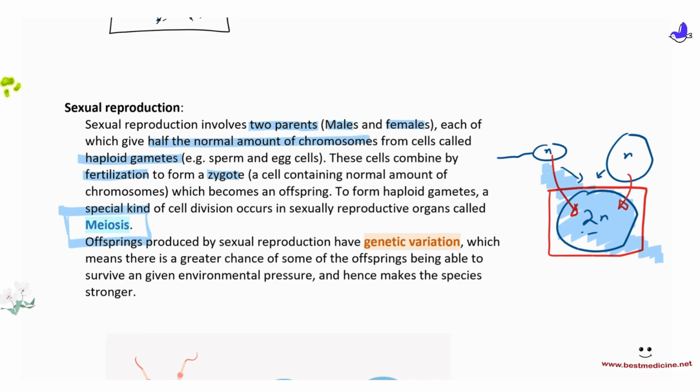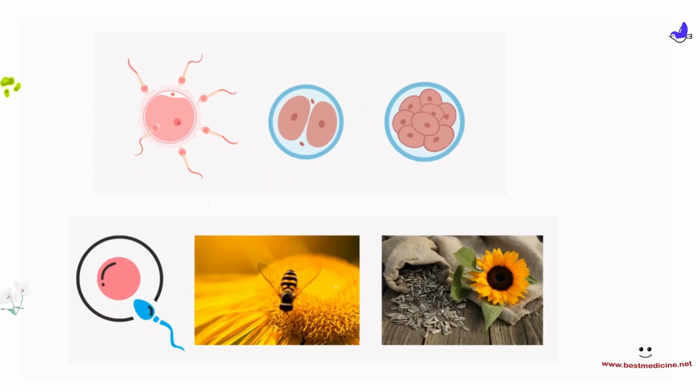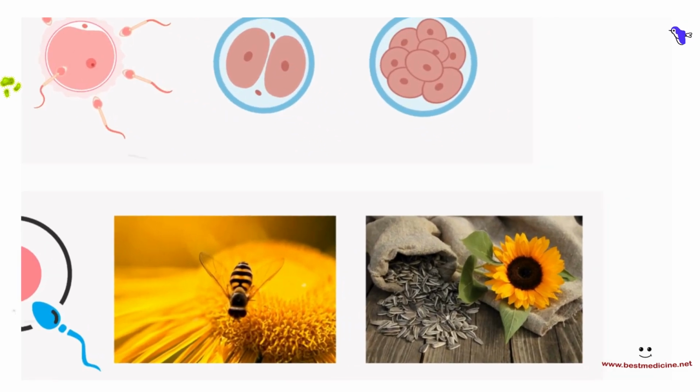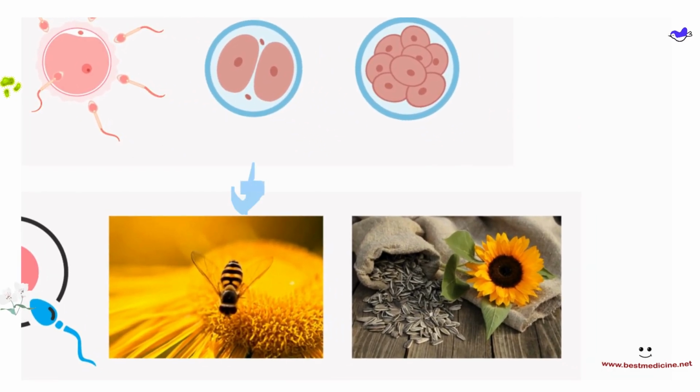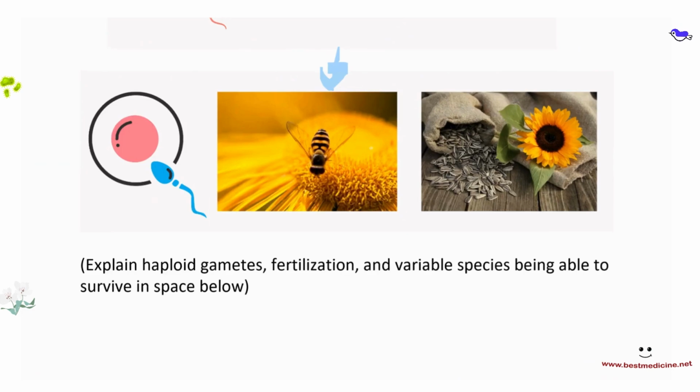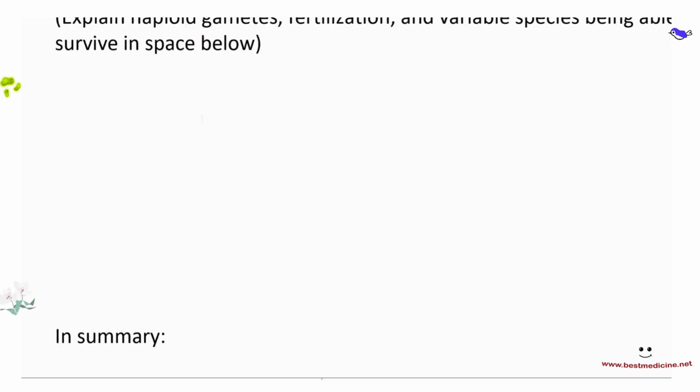So eventually, the offsprings that we get have genetic variation, which means that they are going to be less susceptible, right? Which means that there is a greater chance that some of the offsprings are going to be able to survive an environmental pressure, like a disease or a natural disaster or a predator, etc. And hence makes the species stronger, okay? So a couple of sexually reproducing organisms, here's a bee pollinating the pollen to the flower and so on.